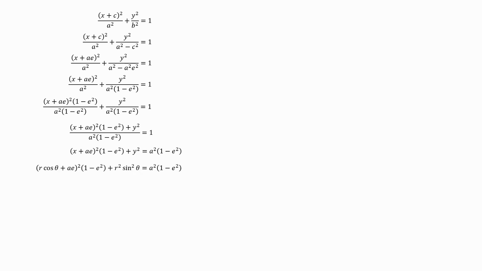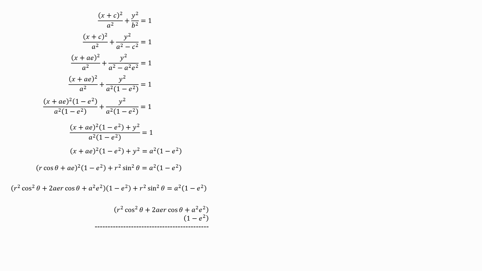And now I'm ready to substitute r cosine theta for x and r sine theta for y. There are no longer any x or y terms, nor b or c terms. From here, I solve for r. Here I'm expanding the left-hand term, r cosine theta plus ae squared. That equals r squared cosine squared theta plus 2aer cosine theta plus a squared e squared. And the rest of the equation remains the same.